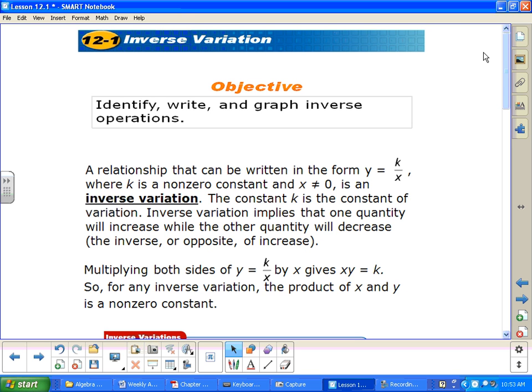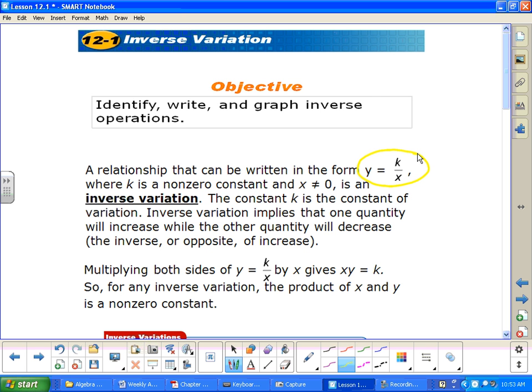So inverse variation. Inverse variation is a relationship that's written in this form here, that y equals k over x. So it's similar to direct variation, what we just looked at those two problems with, except direct variation is a linear relationship, where inverse variation is basically the relationship is dividing.